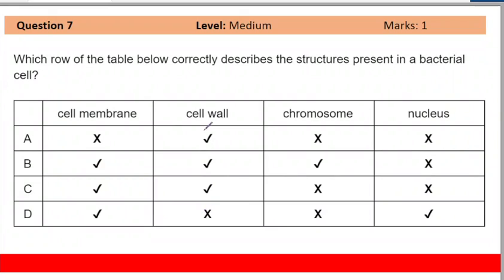Question number 7. Which row of the table below correctly describes the structures present in a bacterial cell? Bacterial cells, right? So cell membrane is there, correct. Cell wall is there, correct. Chromosome is there, yes, correct. Nucleus is not there, right? So from here we can easily see. So B is the correct option.